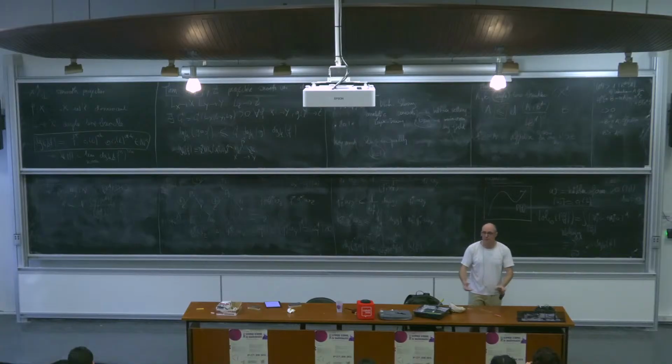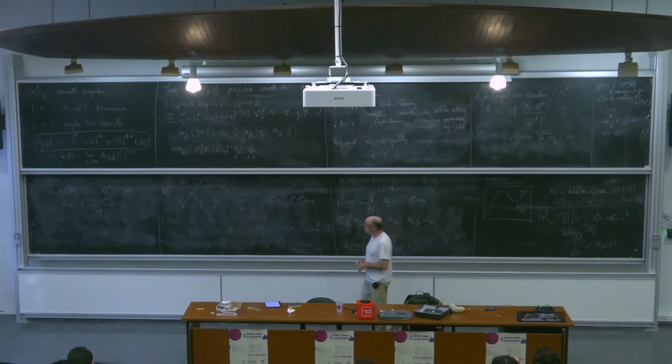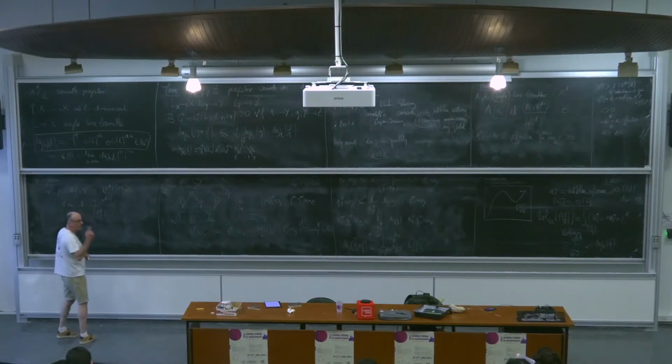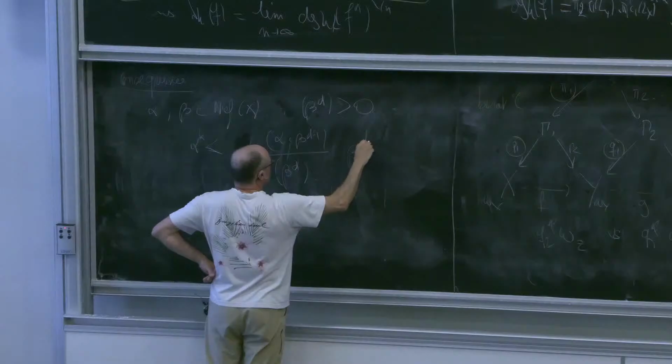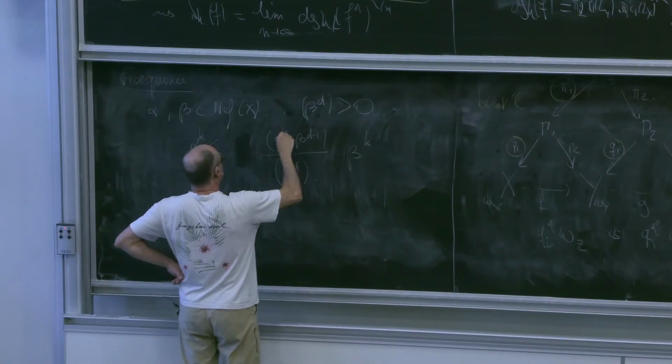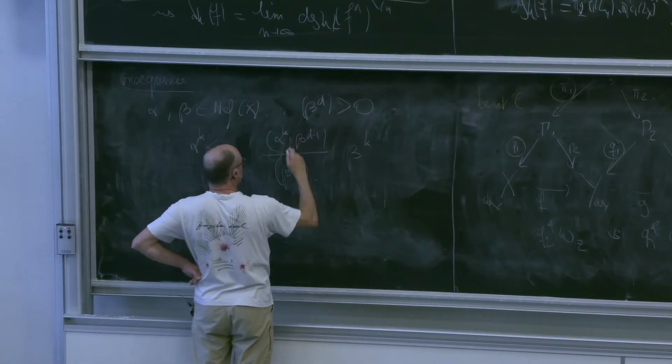Oh, it's time. So, exercise: do the same proof for general K. Let me take just one minute. For general K, in fact, what you need is to have this kind of inequalities where you replace alpha by alpha to the k and beta to the k.